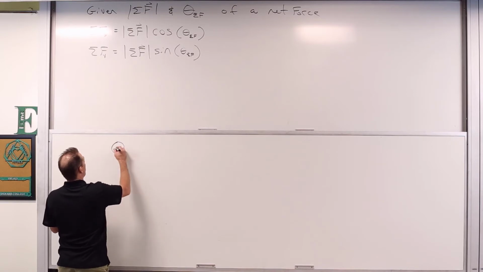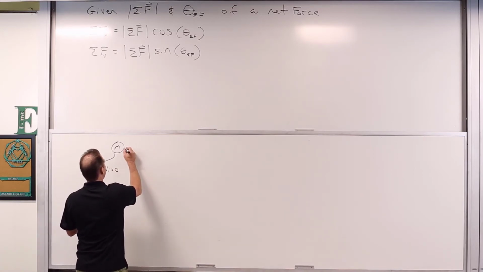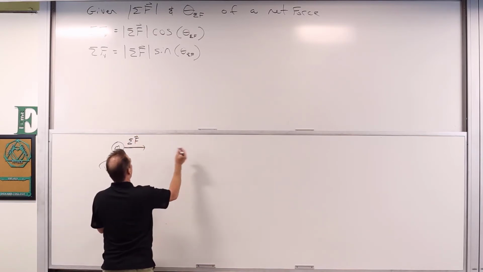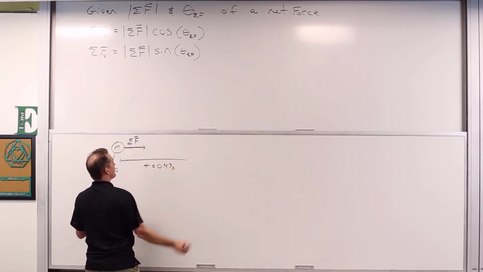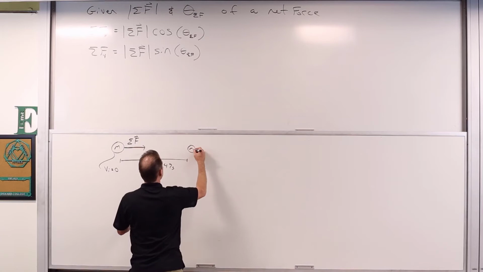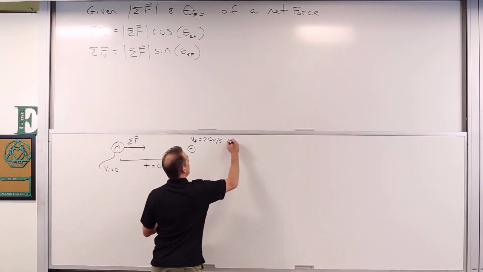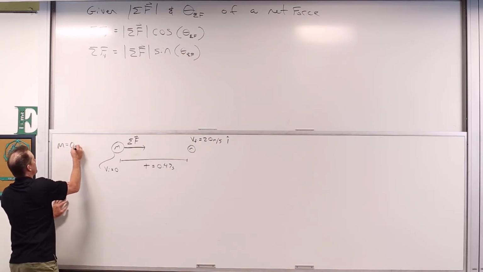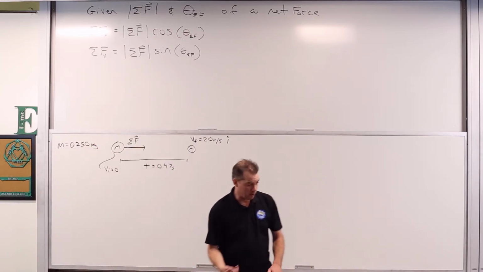So let's just say that there's some ball, mass m. We'll say that it's initially at rest, v initial is equal to 0. And then some net force acts on it. Over some time, t is equal to 0.47 seconds, this object will now be traveling v final is equal to 20 meters per second. Let's put i hat in here and try to figure out what that net force is. We are also given m is equal to 0.250 kilograms.